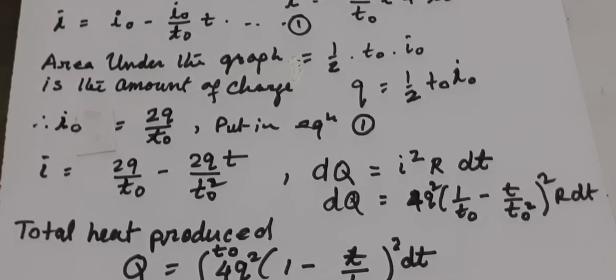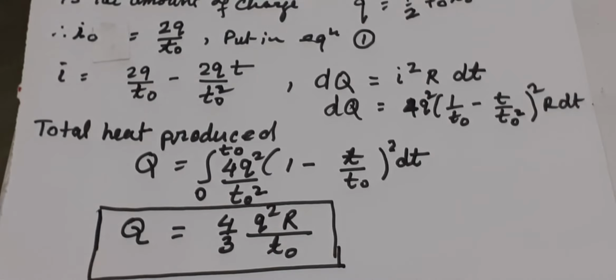Now from here we know the amount of heat generated due to this will be I square r into dt. Now put I here, then make it square, where r is the resistance of the circuit, into dt, then integrate from 0 to t naught time. Now this is a simple integration. After solving you can follow the steps: 4q square by t naught, if you take out, then 1 minus small t by t naught whole square will be there into dt.